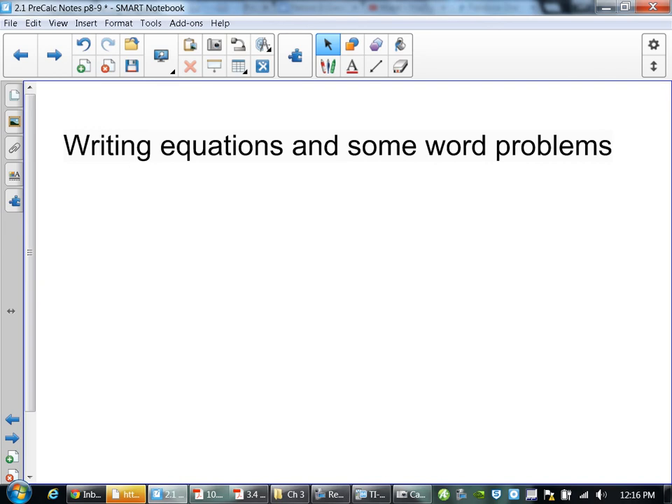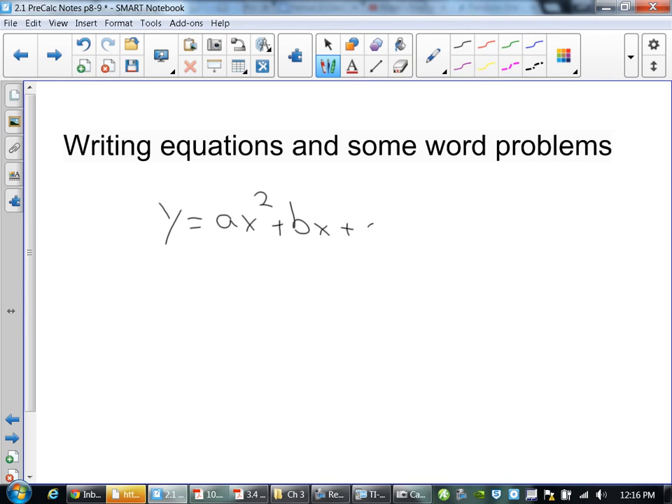As of now, we have two forms. We have the y equals ax squared plus bx plus c, and then the y equals a times the quantity x minus h squared plus k. Those are the two forms we have as far as the quadratic equations are concerned.